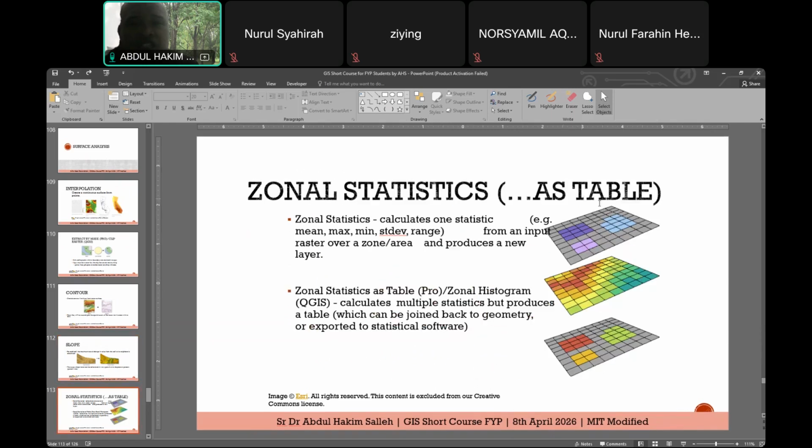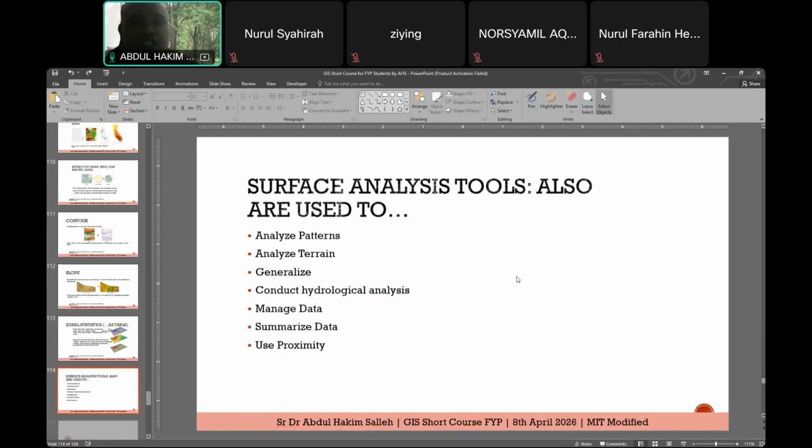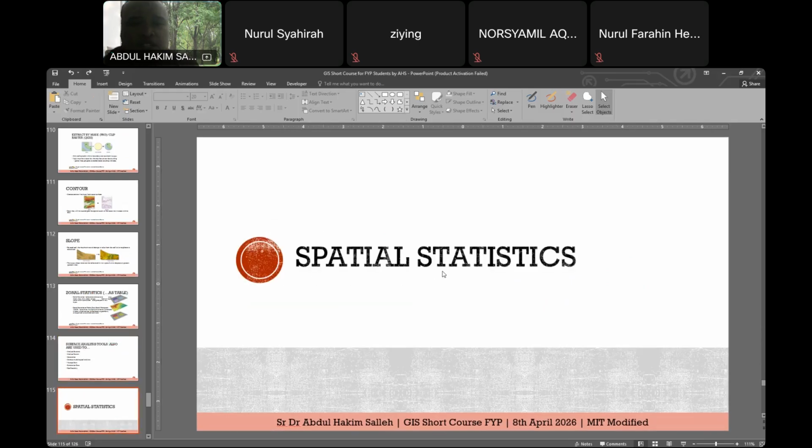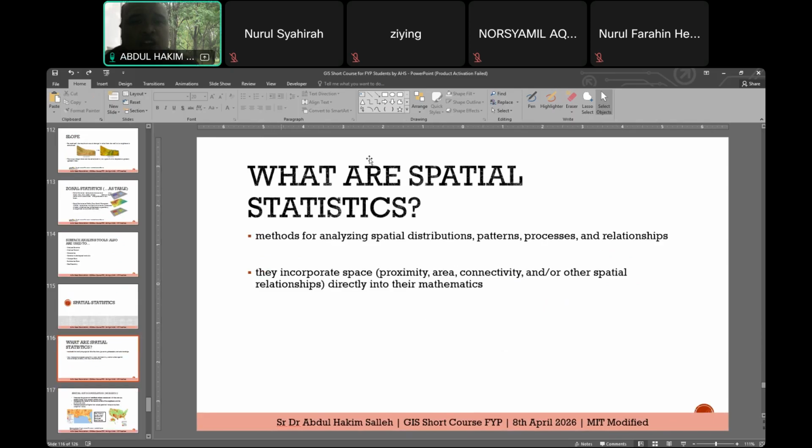Zonal statistics, the statistical analysis by zone, there are a lot more. They are used to analyze patterns, analyze terrains, to generalize sophisticated or complex maps, manage data, summarize the data, proximity. There are spatial statistics too.